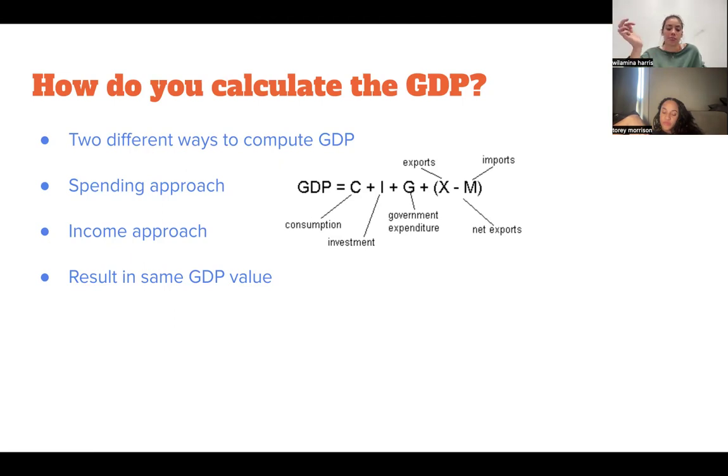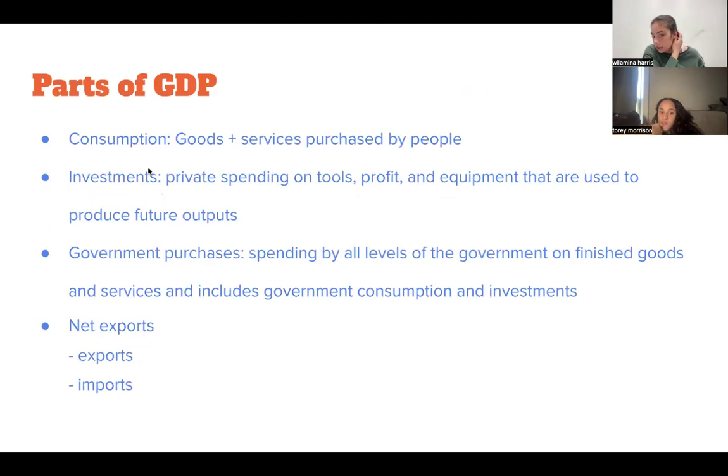So the income approach is measuring what people are bringing in, and the spending approach is measuring what people are spending. The reason it's the same is, if I give you $1, my spending is $1 and your income is $1. Whatever people are spending, someone is receiving. That's why the GDP is the same. The next slide is like what I just explained, the different parts of it. But we use consumption, investments, government purchases, and net exports.